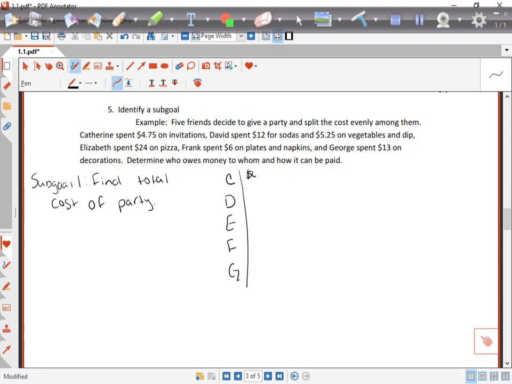First one spent $4.75. David spent $12 and $5.25, so a total of $17.25. Elizabeth spent $24, Frank $6, and George $13. If we find the total, we just add all this up, and we get that the party cost $65.